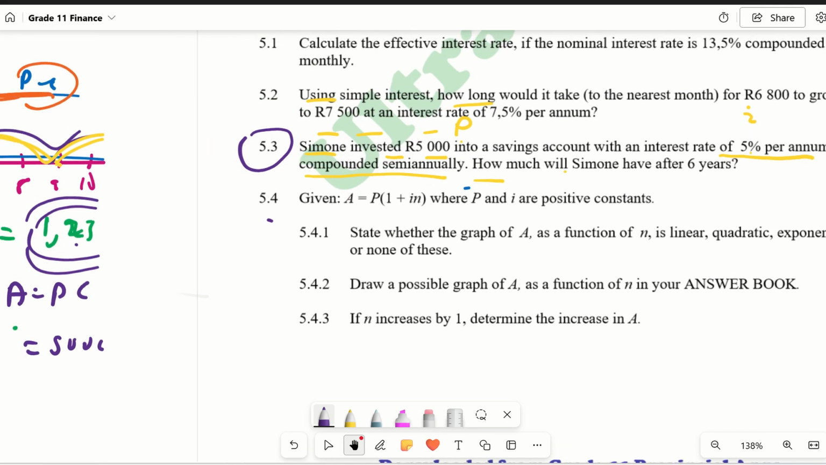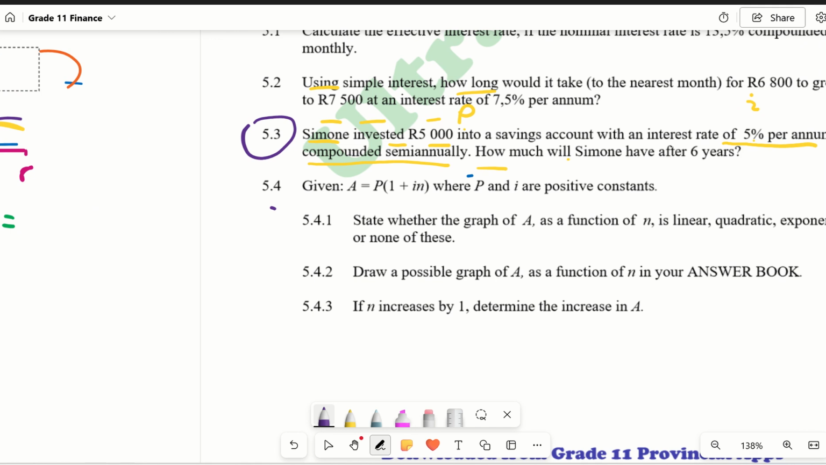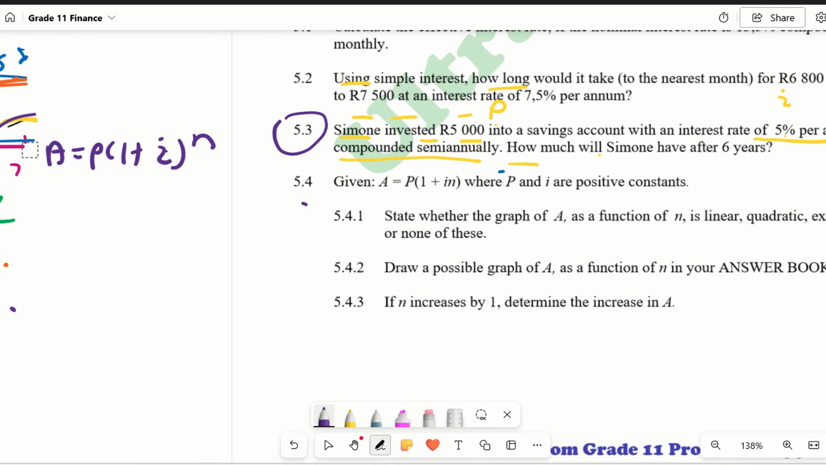So we just simply apply the compound interest formula because it says compounded. Compounded means we are compelled, we are forced to use the compound interest formula, where our P is 5,000, our I is 5%. 5% is 0.05, that's 5 divided by 100. Then our interest there is 0.05 over 2. We put a 2 there because that's the interest with which it grows every 6 months.